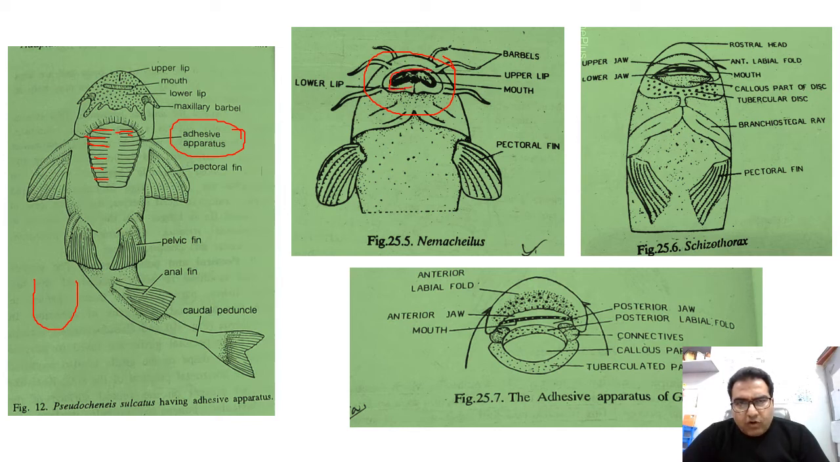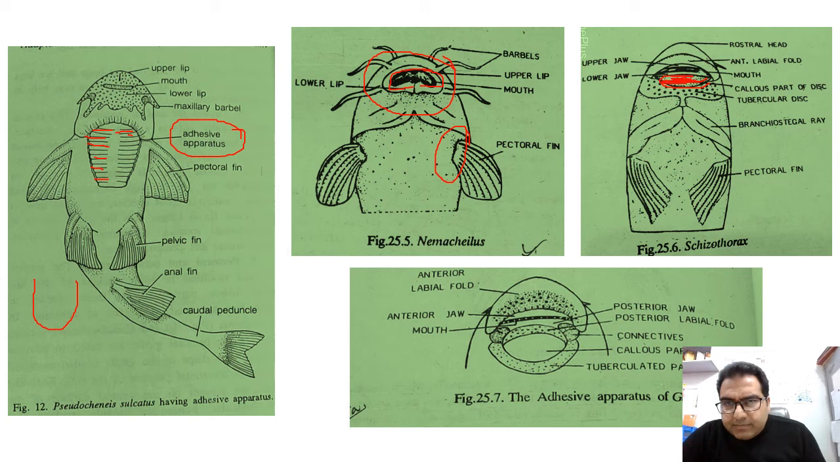I have just talked about this in my earlier slide as well. The lip has thickened and thus formed a sucker, and the base of the pectoral fin is thickened and cushion like in the case of Nemacheilus. In the case of Schizothorax, or in the case of Crossocheilus also, there is a callus part below the lips, a callus-shaped structure which is very hard, and it is used for scraping algae.